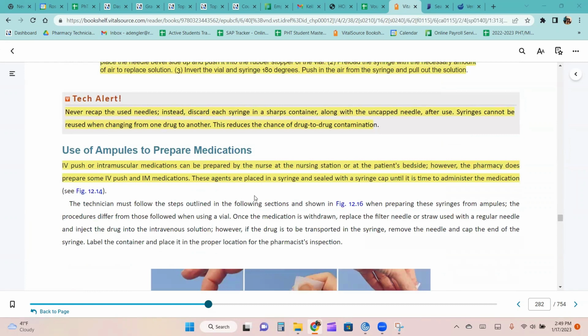Never recap the used needles. Instead, discard each syringe in a sharps container along with the uncapped needle after use. Syringes cannot be reused when changing from one drug to another. This reduces the chance of drug-to-drug contamination. IV push or intramuscular medications can be prepared by the nurse at the nursing station or at the patient's bedside. However, the pharmacy does prepare some IV push and IM medications. These agents are placed in a syringe and sealed with a syringe cap until it's time to administer the medication.